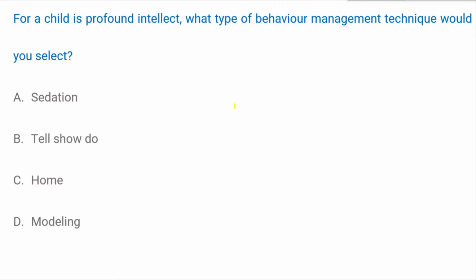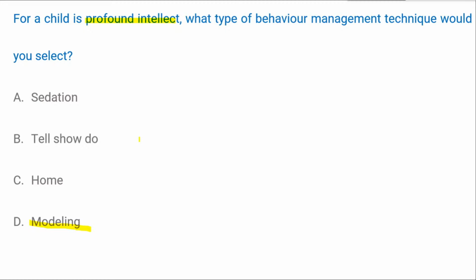For a child with profound intellect, what type of behavior management technique would you select? Is it sedation, tell-show-do, HOME, or modeling? The keyword here in this question would be profound intellect. So that is the key to the answer, that is modeling. I'll tell you first why the others are not considered, then I'll tell you a little on modeling. For sedation, we are saying that the child is good enough and can understand commands and has profound intellect, so you don't need to go ahead with sedation for him.